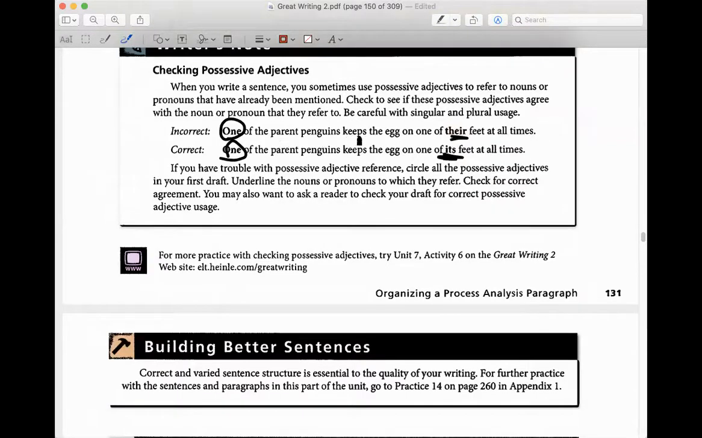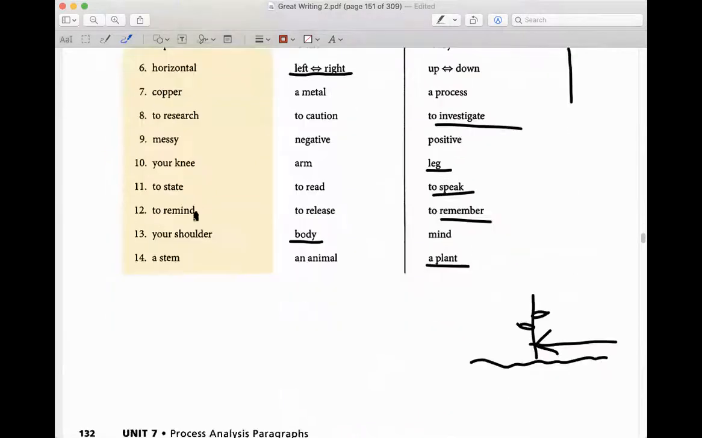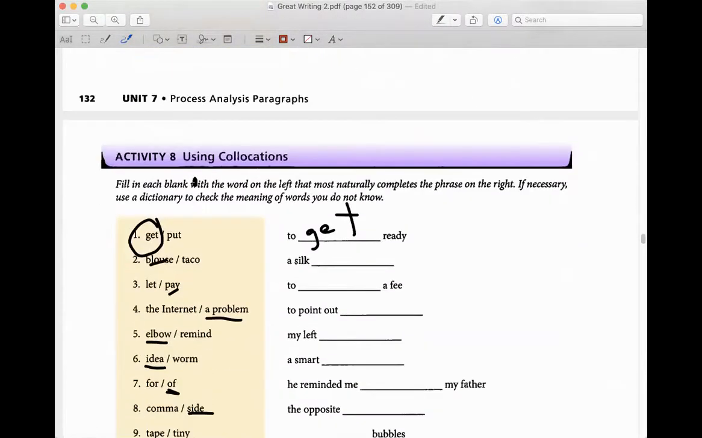Okay. All right. Possessive adjectives. One of the parent penguins keeps the egg on one of their feet at all times. This is talking about one of the penguins, right? One of the penguins. So that we can't use there. We got to use its for that one. Again, vocabulary.